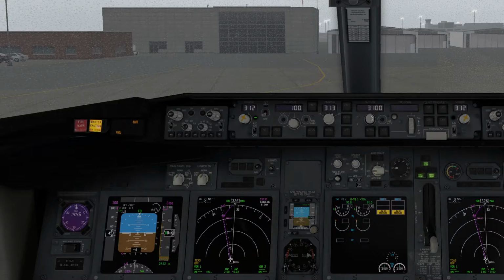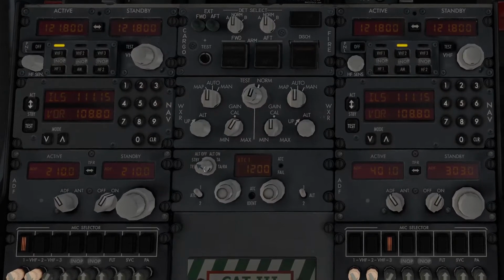Initial altitude 6,000 feet. Heading select. Initial speed 220. On manual. Let's put the TCAS transponder on.